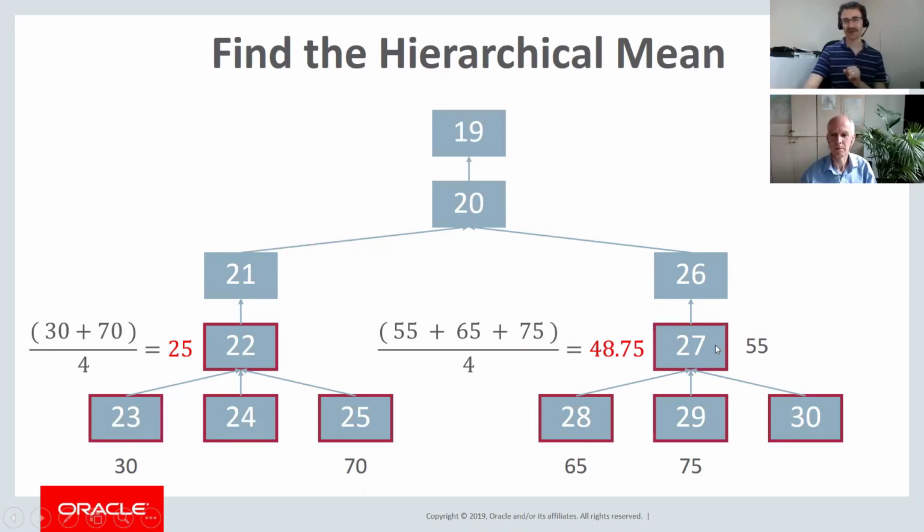And if we go over to 27 here, it has the value 55, so we need to add it to that to calculate the mean of those. So we've got these 2 mean values here. Now, when we move up to the next levels, then we are only considering the average of its children, not itself.